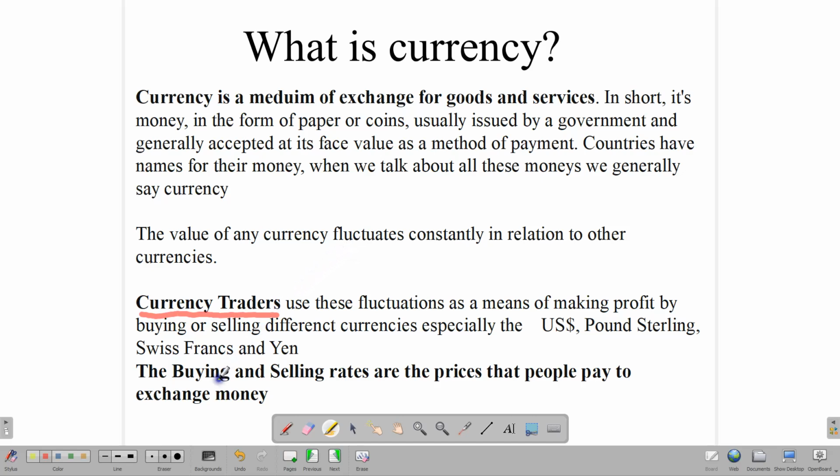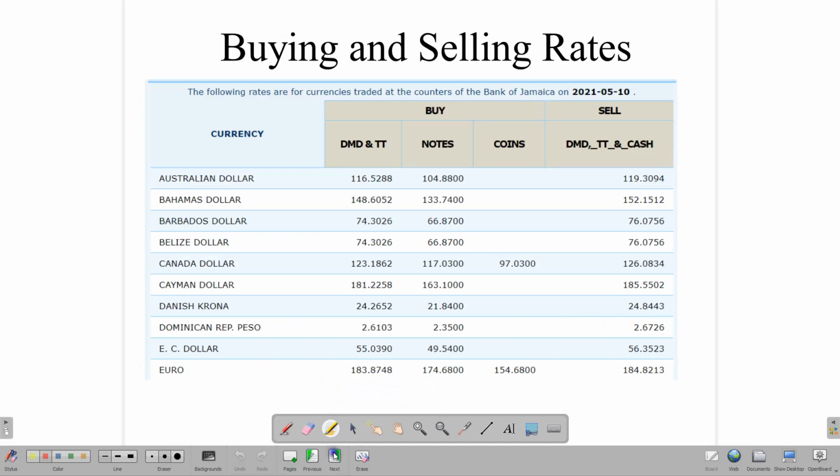Now, the price that you pay for currency, if you want it, or the price that you're willing to give it up for, are what we call the buying and the selling rates. I'm going to give you an idea of that in a moment, looking at a chart. So let's look at the chart. This was taken on May 10th from the Bank of Jamaica's website, just a sample of the different currencies that were on sale, with their buying and selling rates. Up here you will see buy, and in this column you will see sell.